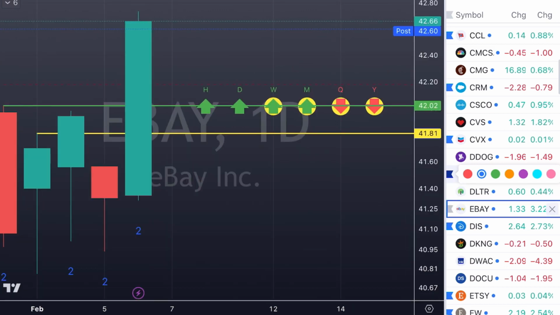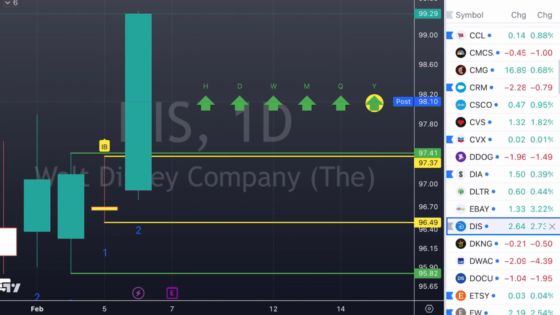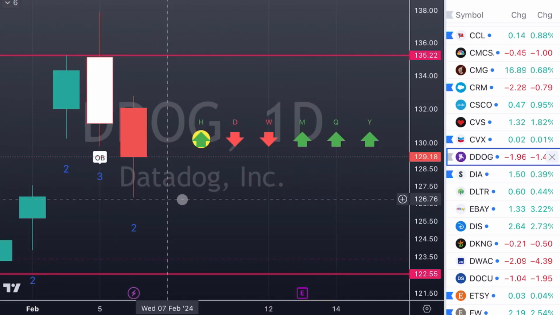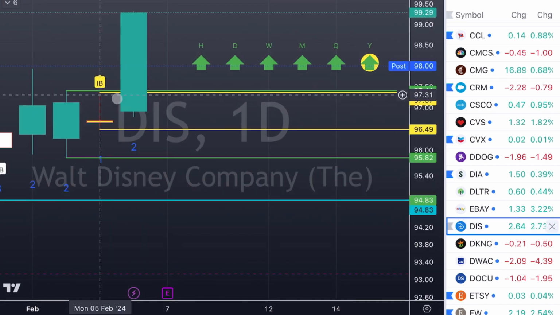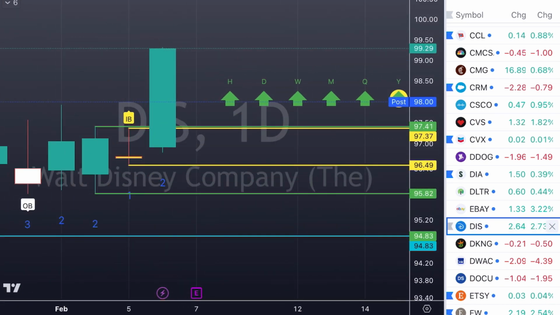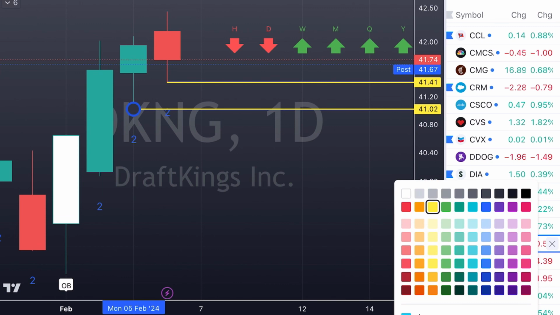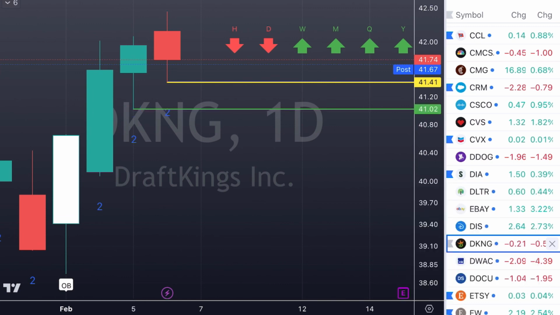eBay, nothing doing. Disney, nothing doing. But, look guys, if you would have played, go back to Disney, if you would have played this inside bar off the daily off of Disney, you ran away with the week off of that trade. Okay, we look at DraftKings, has a 2-up, finish red. DraftKings has had a spectacular year so far, but that's what we're looking for. Tomorrow, we're going to look for a reversal and for it to come to the downside tomorrow, okay?